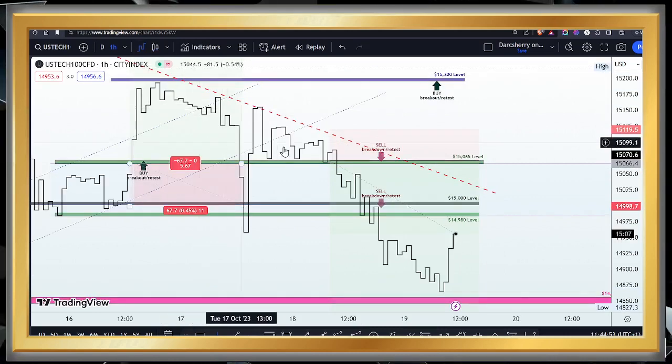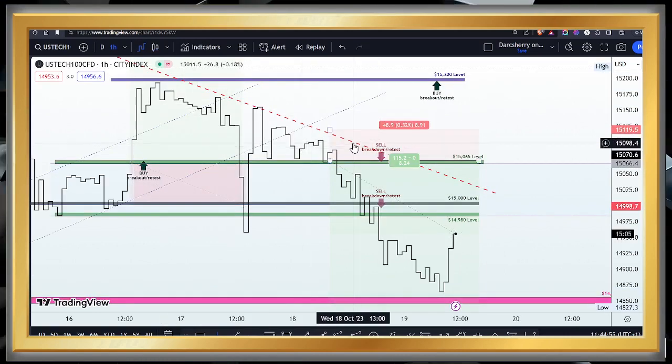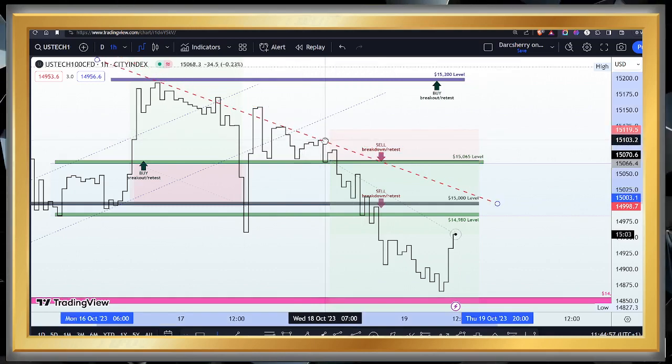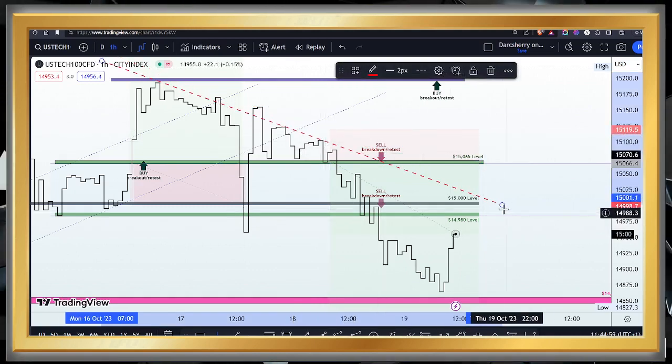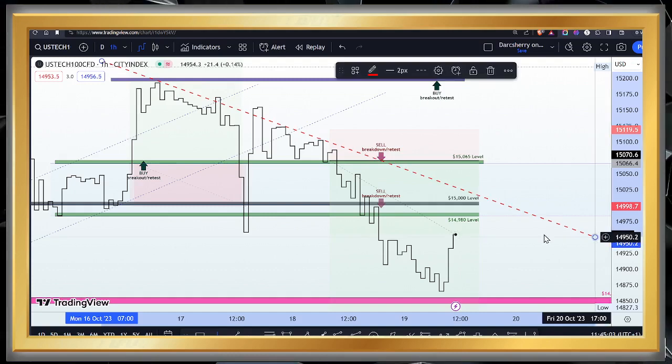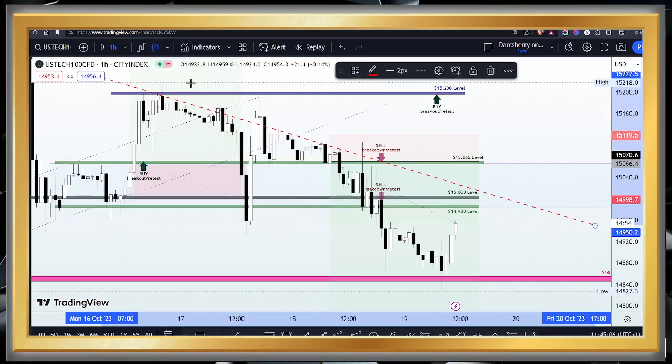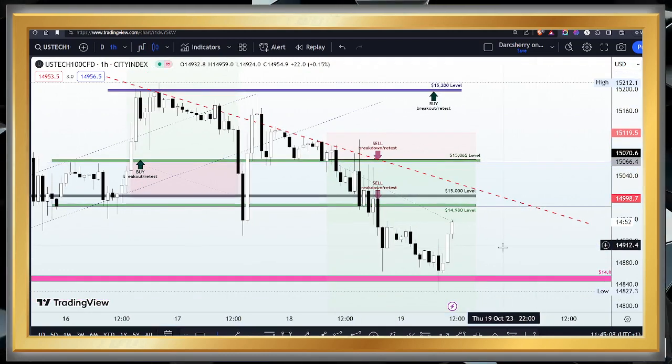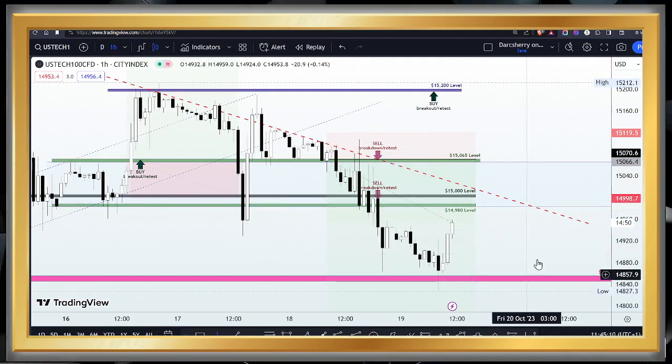In fact, I want to readjust this trend line here so that it can suit the current structure. Okay, so we have it right here. So let me extend it out a little further, so this is how you would like to have it on your chart right now. So let's see how the market will play out. How far will this bullish momentum go?